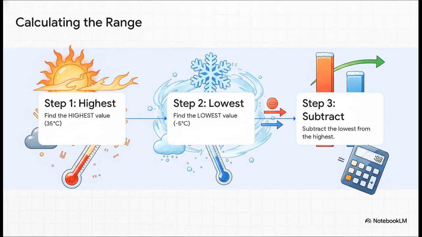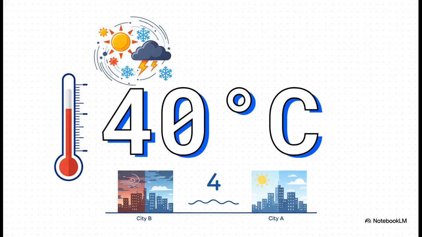Let's try it out on our crazy weather in City B. The calculation couldn't be easier. Step 1, find the highest temperature. That was a warm 35 degrees. Step 2, find the lowest. That was a freezing -5. And step 3, you just subtract the lowest number from the highest number. And there you have it, a 40-degree range.